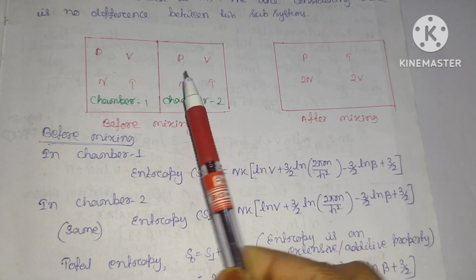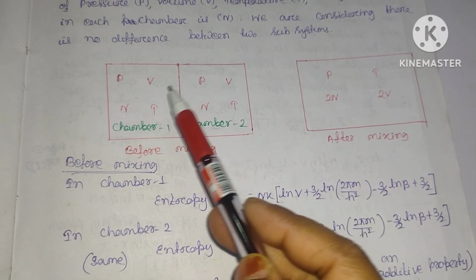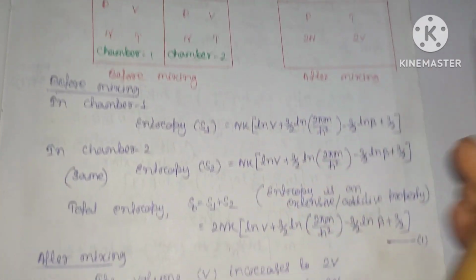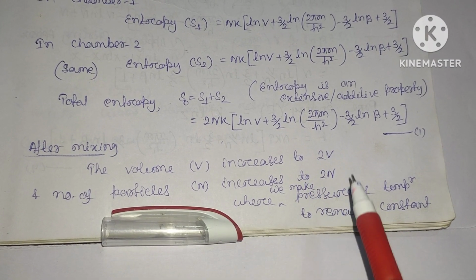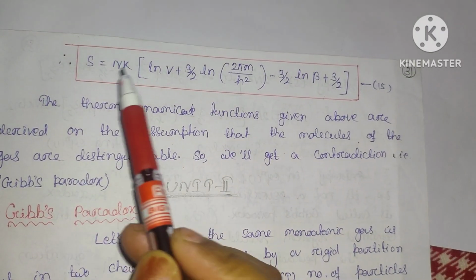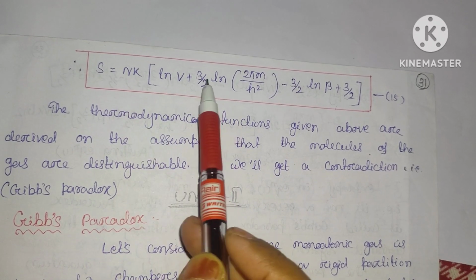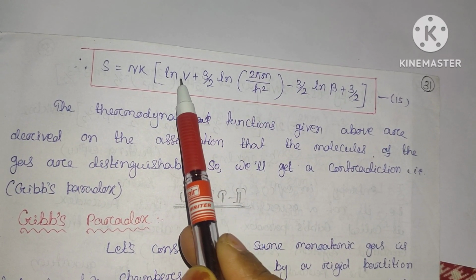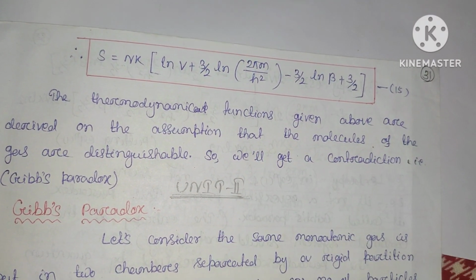After mixing, that is, when we remove this partition, the volume V increases to twice of V, and the number of particles becomes twice of N, but the pressure and the temperature of the system remain constant. So from this entropy relation, what we have to do is: the number of particles is twice of N, so this will be 2Nk, and in place of V we write 2V, and in place of beta we have 1 by kT. There is no change in temperature, so we keep it as it is.